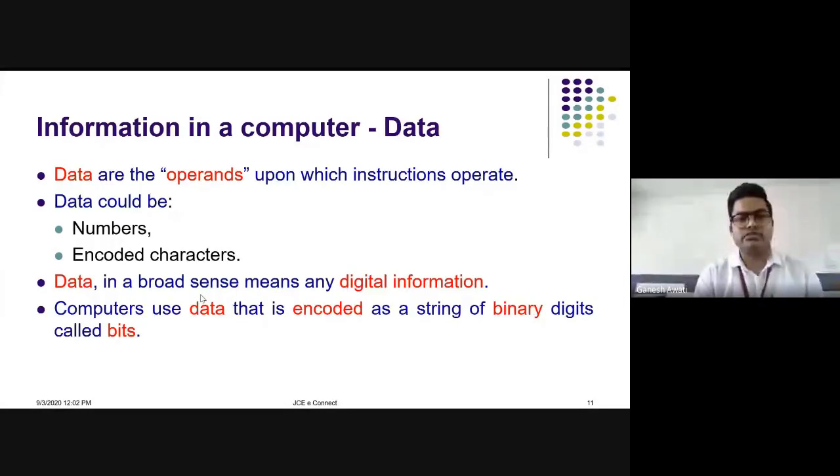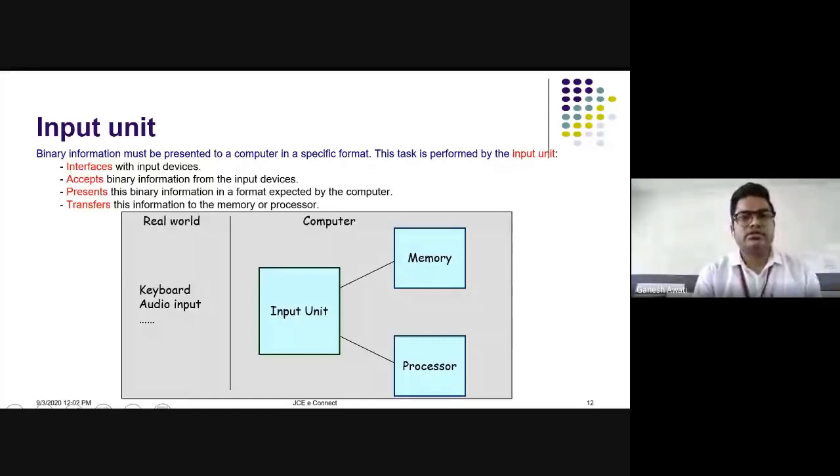Computers use data encoded as a string of binary digits called bits. So the data will be in bits, binary digits. The first one we have discussed already, the input unit. The binary information must be presented to the computer in a specific format. The input unit interfaces with the input devices, accepts the binary information from them, presents this information in the format expected by the computer, and then transfers it either to the memory or to the processor.